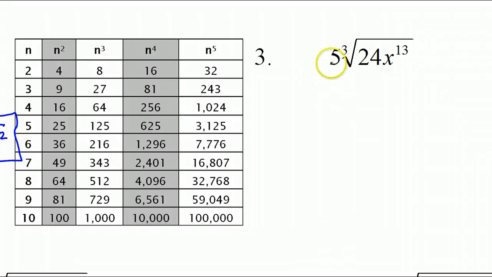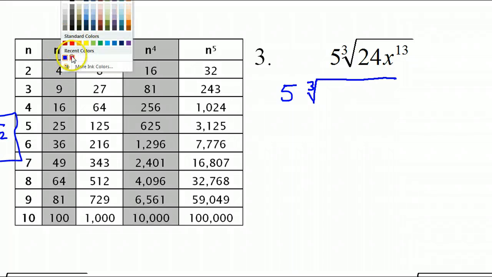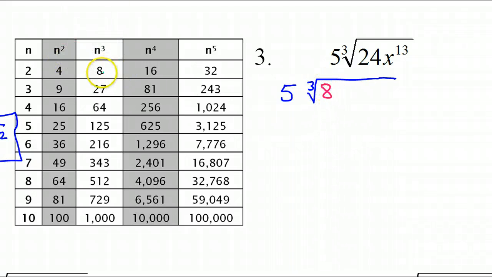Alright, number 3. Well, I've got this 5 in the front. That's just going to stay out front. We'll worry about that later. Now let's look at this. I've got the cube root of 24. 24 is not on the list. Let's see. There's only one number on the list that is less than 24, and it does divide evenly into 24. So let's split up that 24. Let's factor it. Okay, so I've still got the cube root there. But 24 is 8 times 3. See how that 8 is on the list? That 8 is going to simplify.